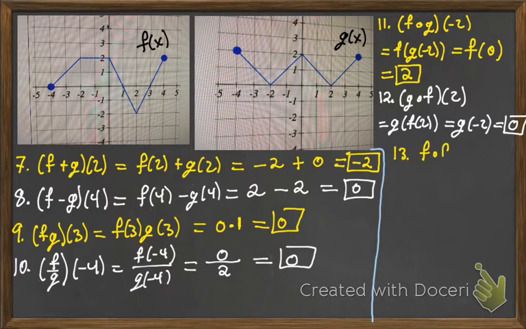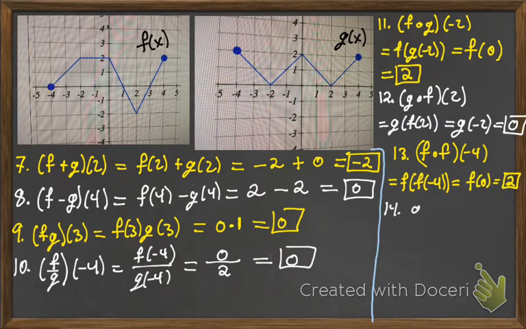Alright, how about F of F of negative 4? F of negative 4 is 0. F of 0 is 2. Alright, and then of course we'll do G of G of 3. G of 3 is 1, and G of 1 is 1.